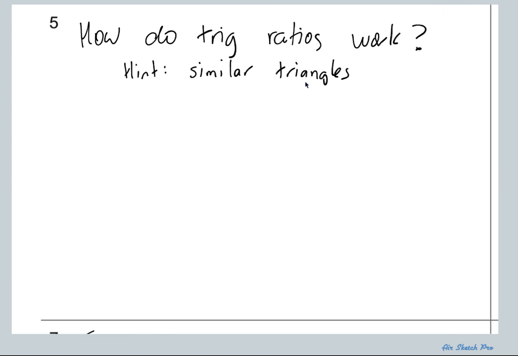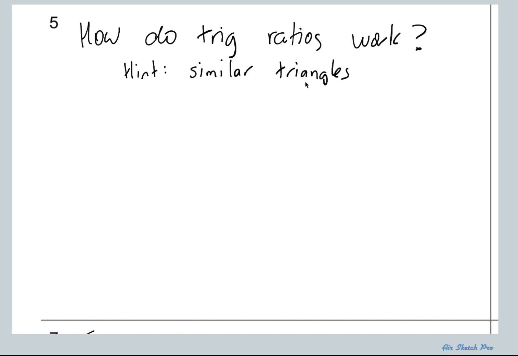Okay, so how do trig ratios work? I heard Rosie say SOHCAHTOA. I think you've all heard that before. So I don't think I'll explore this. I think I'll just quickly explain so I can move on.